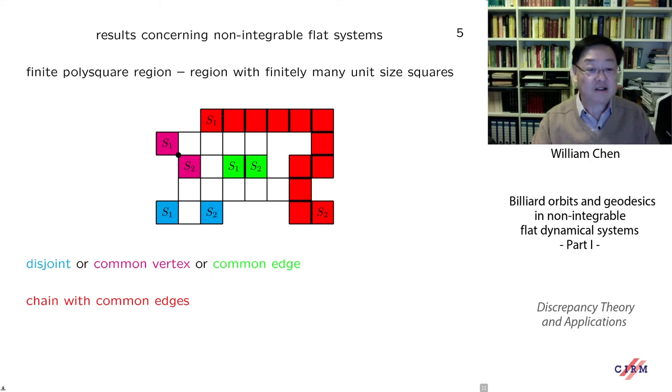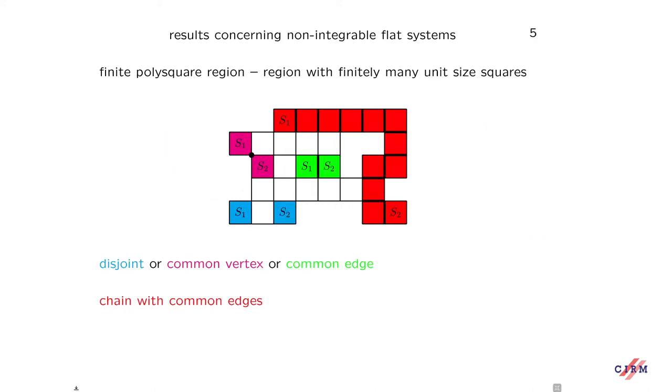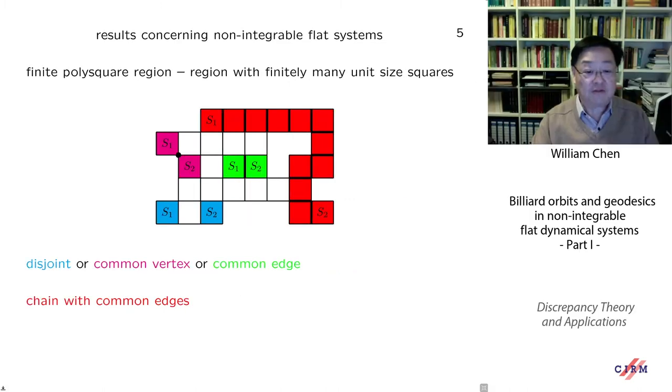Next, let us consider finite polysquare regions. These are regions with finitely many unit size squares, where any two such squares are either disjoint, like the two blue ones, or have a common vertex, like the pink ones, or have a common edge, like the green ones. And every two square faces are linked together by a chain of square faces where every consecutive square faces share a common edge. That's a finite polysquare region.